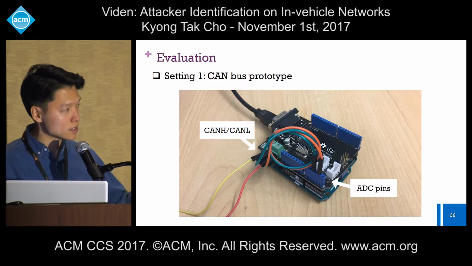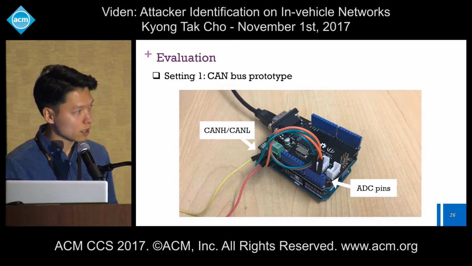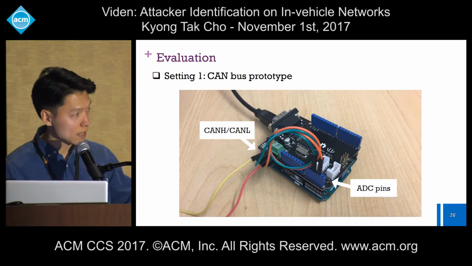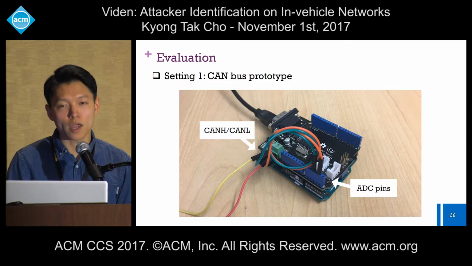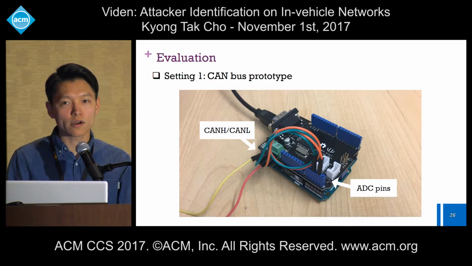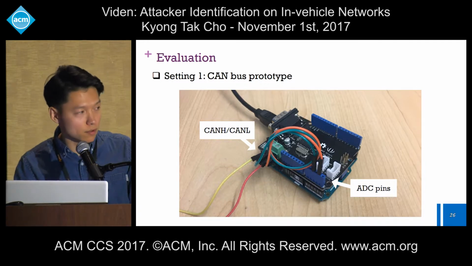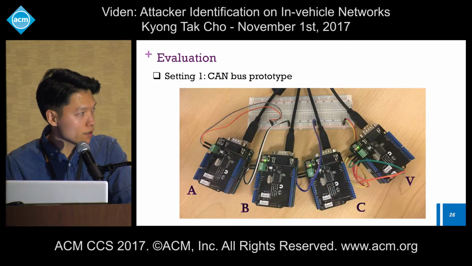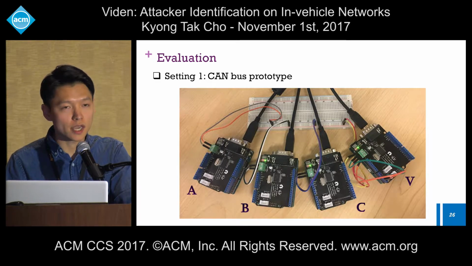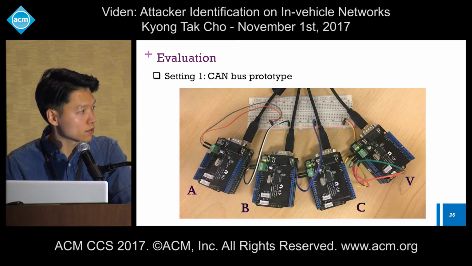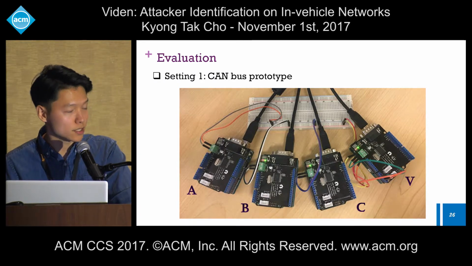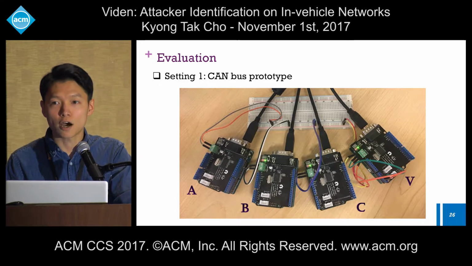So what we did is we connected the CANH and CANL pins to the CAN shield ADC pins, and by building a program that monitors those ADC pins, we were able to capture those voltage measurements, either coming from some ECU on the car or in our prototype, which looked like this. We configured 3 different nodes that are programmed to emulate some behavior of an ECU on the car, and also that V node, which is the Viden node, which has the ADC pins connected to the CANH and CANL, keeps monitoring the voltage outputs on the bus.